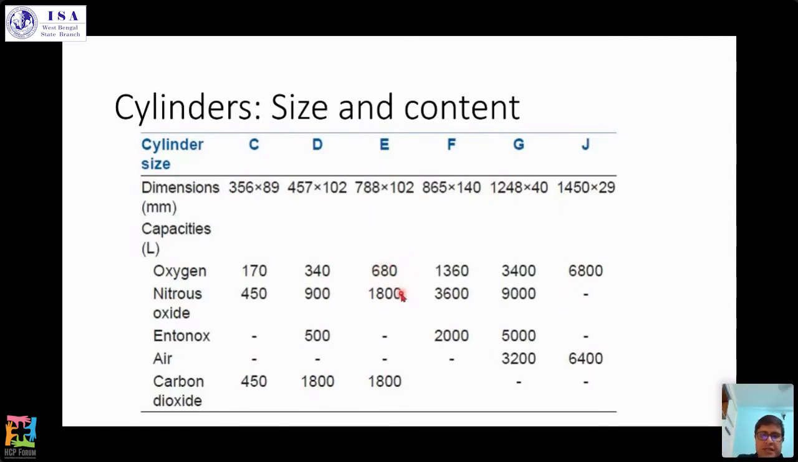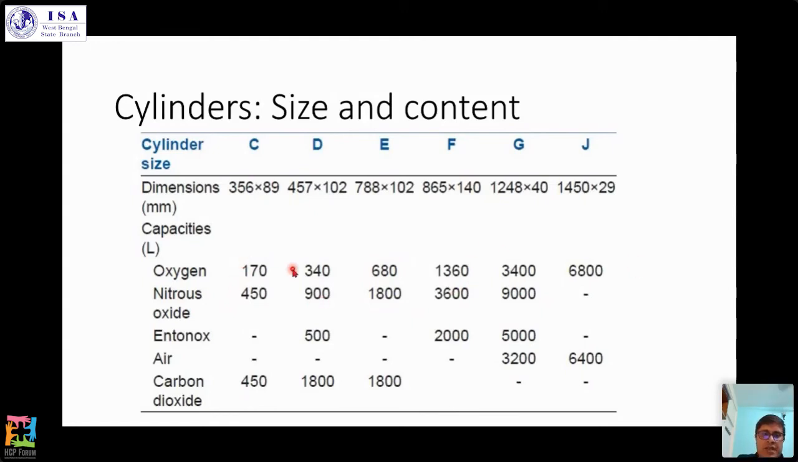Oxygen can be filled up to 680 liters. The pressure that it will reach is almost 1900 psi. However, with nitrous oxide, we'll fill it to about 1800 liters because it's in a liquid form, and liquid forms are more compact. But the pressure that we reach with this amount of nitrous is going to be approximately 750 psi. With all these cylinders, the pressure that we'll reach with nitrous is identical, approximately 750 psi.